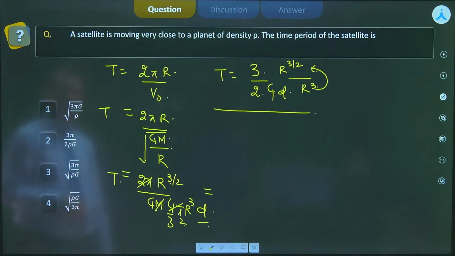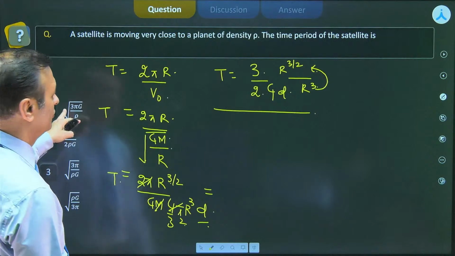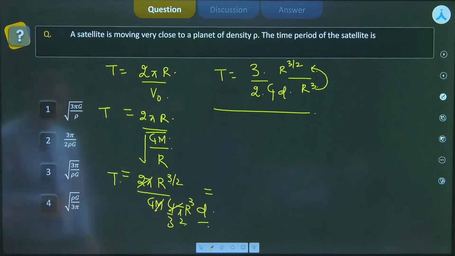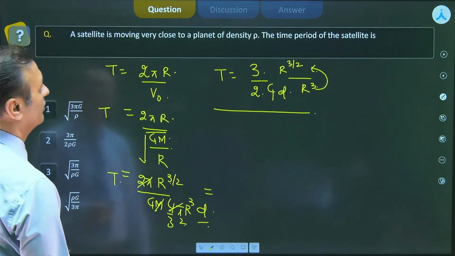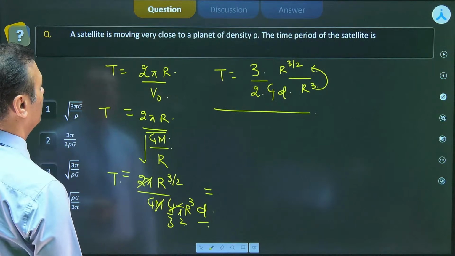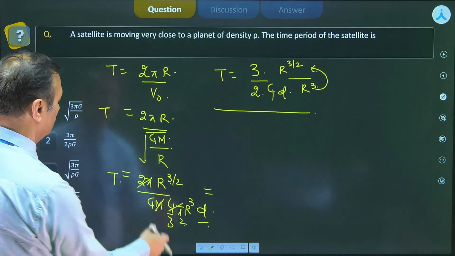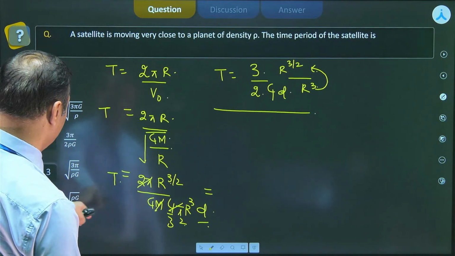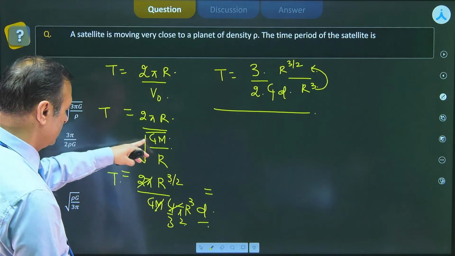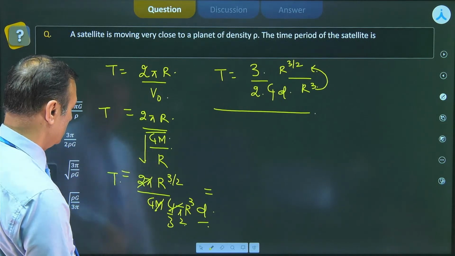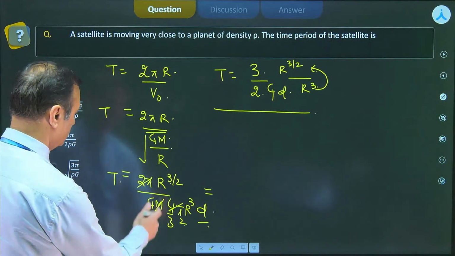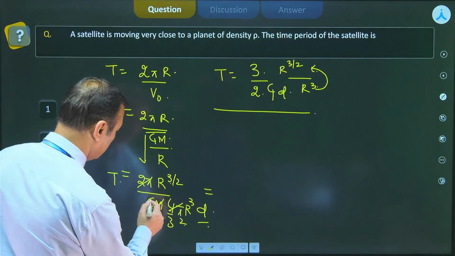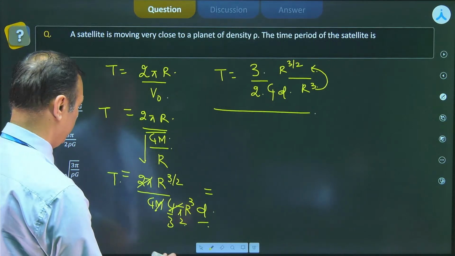So this is in the under the root part. You got it or not? So this 3 pi g, where is pi? Pi is there. I think we are skipping something. The time period of satellite. So mass we have this. R is the, this is in under the root part. This is how we have.